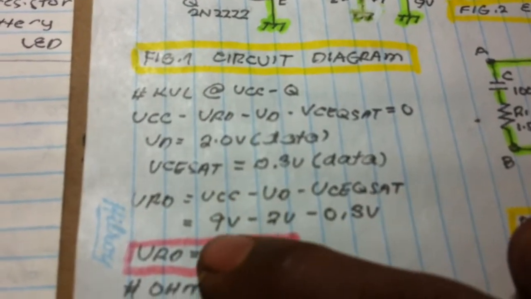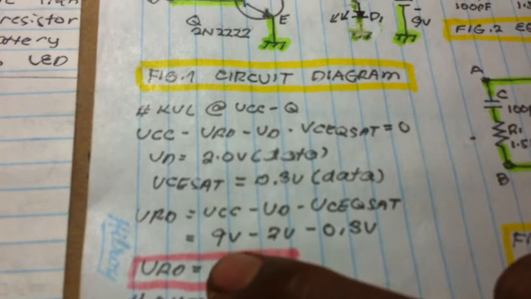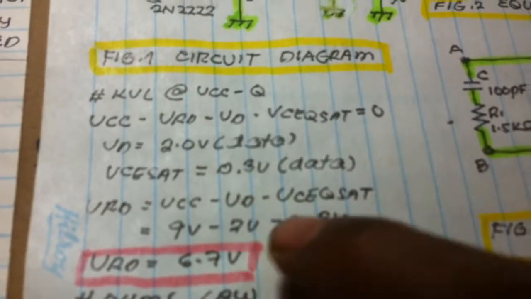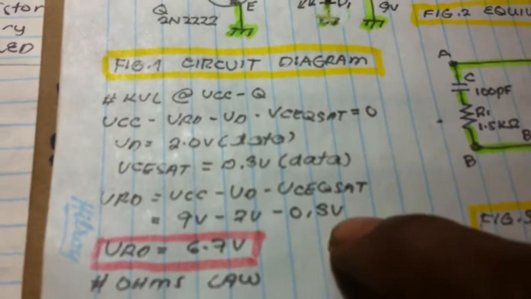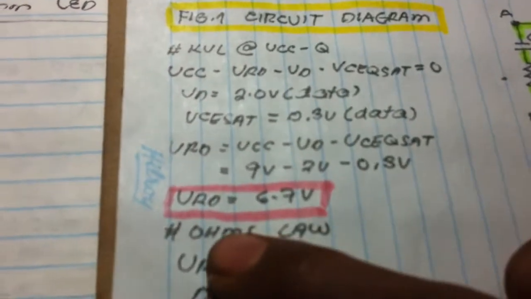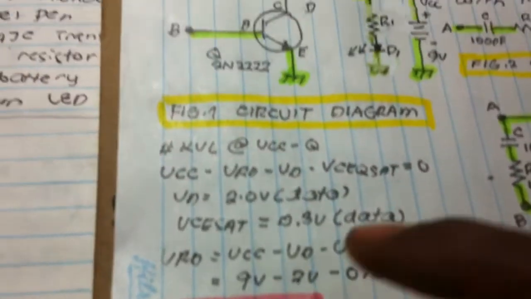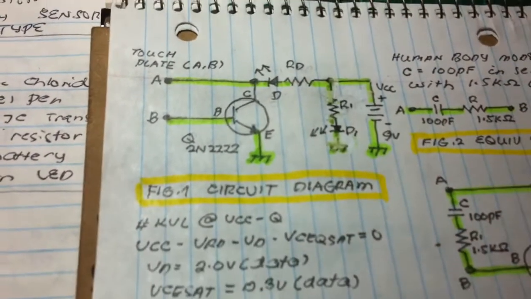Now substitution. We know the value of the voltage supply, 9 volts, the voltage rating of the LED, 2 volts, and the collector emitter saturation, 0.3 volts. We got now the voltage drop of 6.7 volts across the resistor.